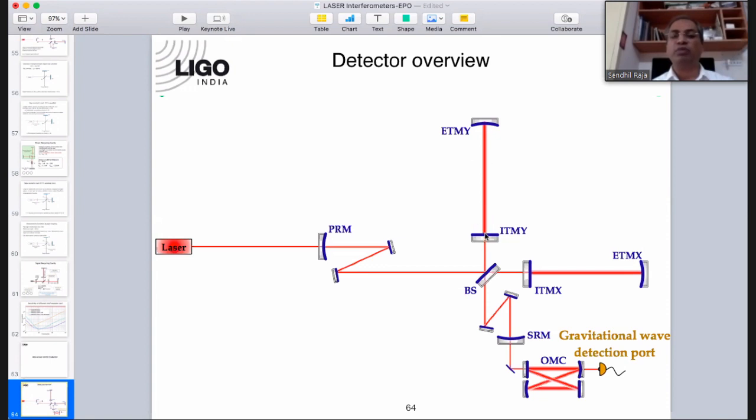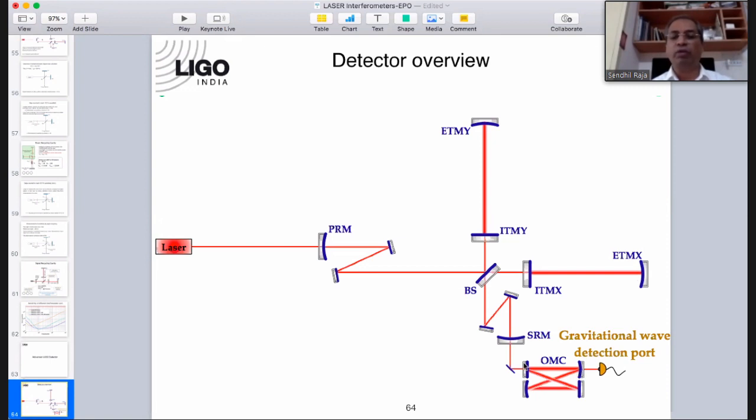And this is the input test mass, which is part of the Fabry-Perot enhancement mirror. And this is the end test mass, which is part of the Fabry-Perot and also the Michelson mirror. So this is one arm of the Michelson, 4 kilometers long. And this is another arm of the Michelson, 4 kilometers long. And then you have the signal recycling mirror. So this comes from whatever we discussed till now.